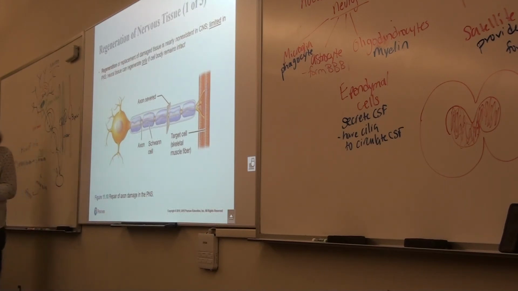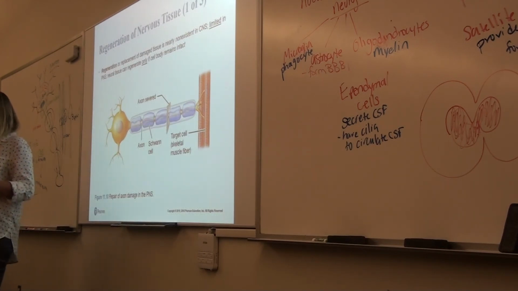Some of our cells are able to regenerate. The central nervous system cells cannot regenerate. Only certain cells in the periphery can. And even there's like an asterisk. It has to be surrounded by enough satellite cells and Schwann cells to actually regenerate.